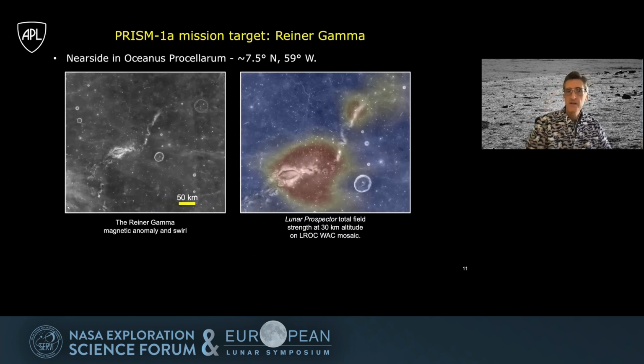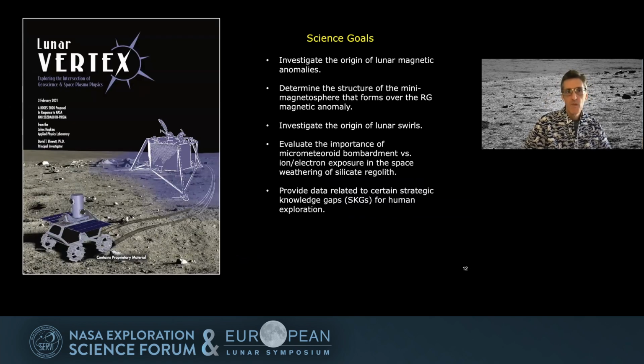So my colleagues and I have been promoting a magnetic anomaly as a mission target for quite a number of years. Fortunately, apparently NASA was persuaded because last year the target for the PRISM-1A mission delivery was announced to be Reiner Gamma. So at APL, we responded to that announcement by writing a proposal, the cover of which is shown there.